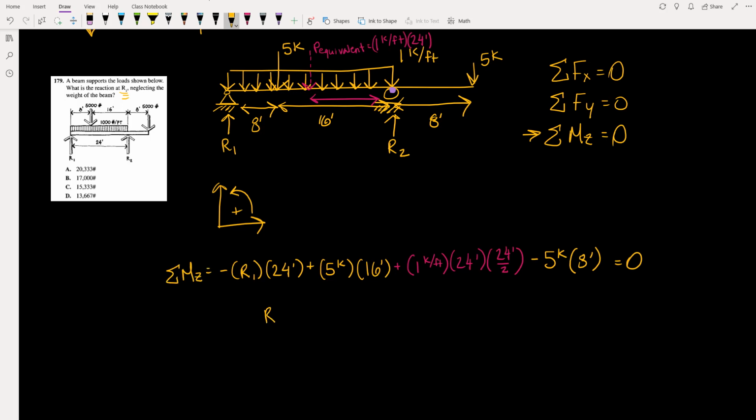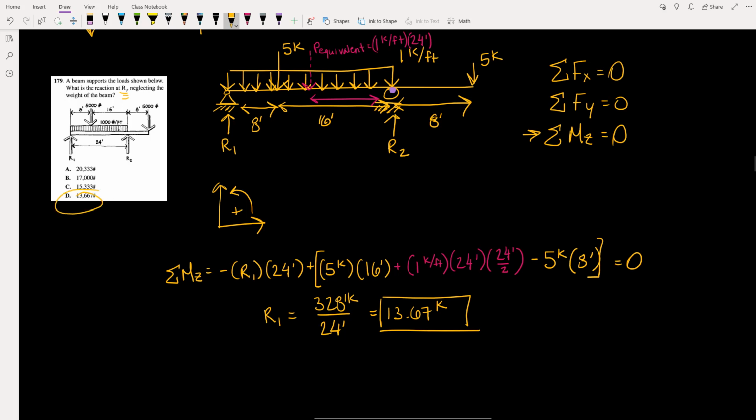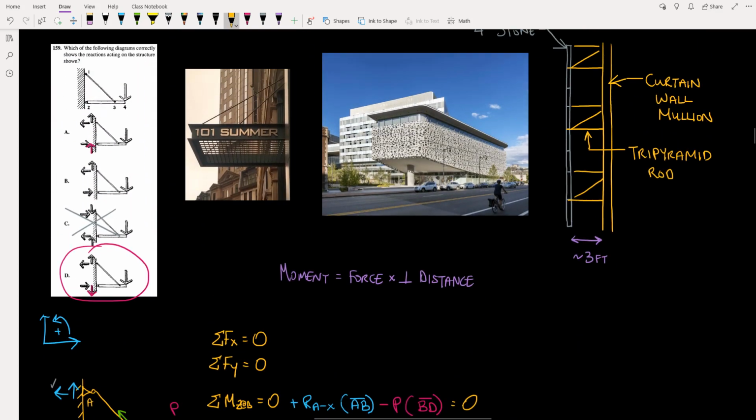Now we just apply algebra. So everything here is going to add up to 328 foot kips, and we're going to divide that by 24 feet to get our reaction force of 13.67 kips. And that is answer D. So that wraps up these two ARE examples on solving for reactions.